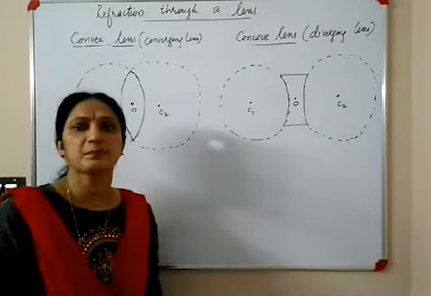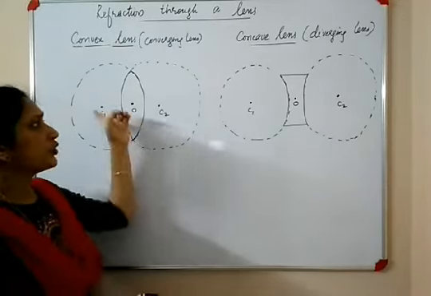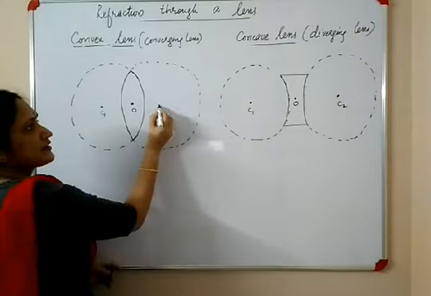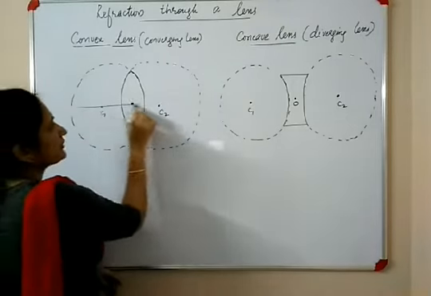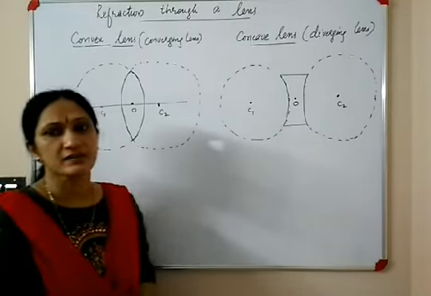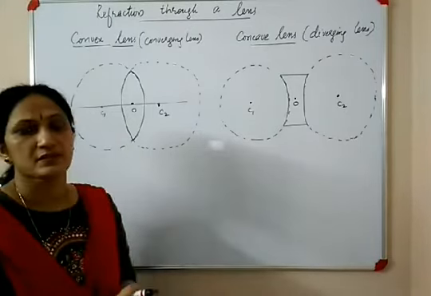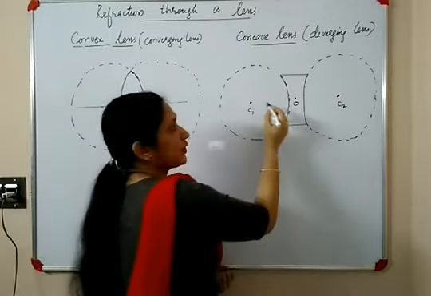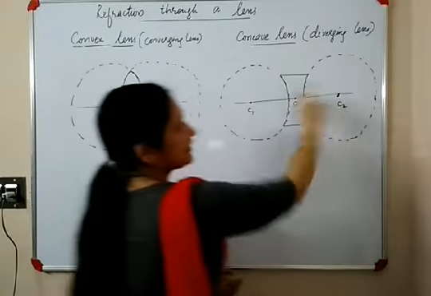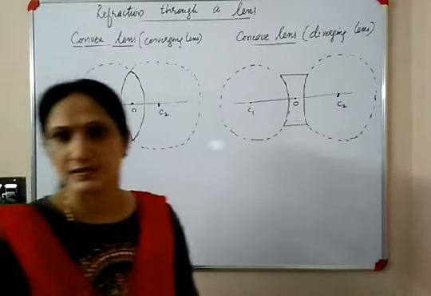Next term, principal axis. It is an imaginary line joining the centers of curvature. See, by joining C1 and C2, if you draw a line, that line we call the principal axis, and the optical center will come on that principal axis. In this case also, by joining C1 and C2, if a straight line is drawn, that line is called the principal axis of the lens.